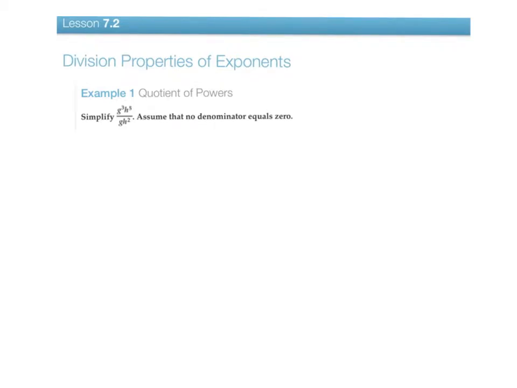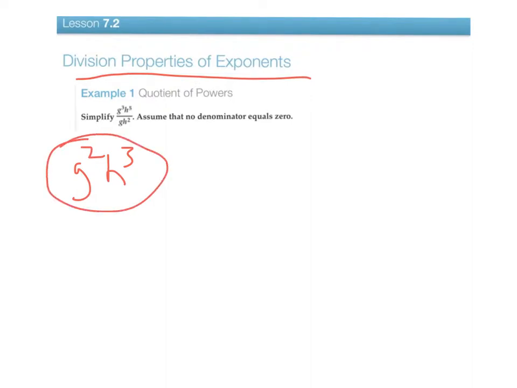To do division of exponents, we're going to do the opposite of multiplication, which is simply subtraction of the exponents rather than addition. So if I look at my letter G, I have an exponent of 3 and an exponent of 1. If I subtract those, I get the exponent of 2. And then H, I have an exponent of 5 and an exponent of 2, so if I subtract those, I get 3. And so our answer is G squared H cubed.